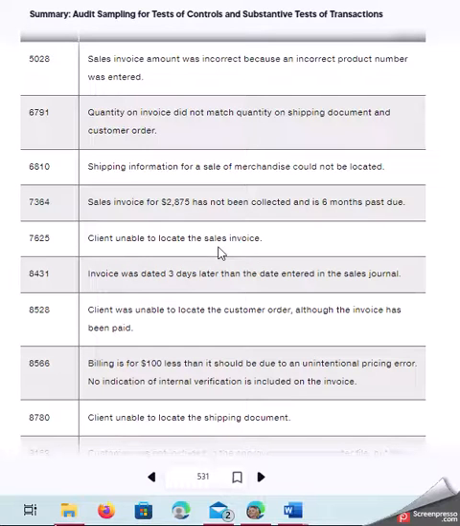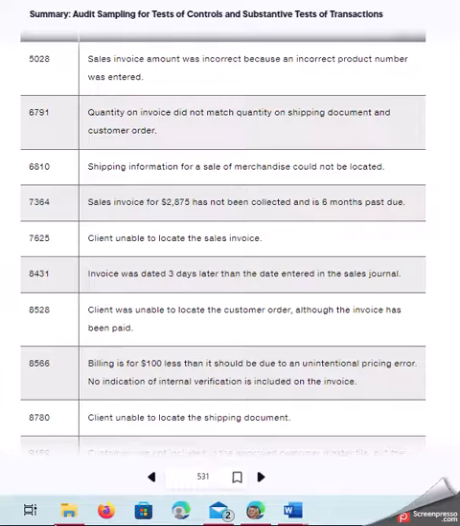Then the next one, the client is unable to locate the sales invoice. So we see it in the ledger, we pull it, we ask them for a copy, they can't find it. Then we're going to want to do some other methods to get comfortable with it. Trace that invoice into the accounts receivable, see if the customer then paid us, trace it into the sales journal to make sure again that everything was properly accounted for, and that it's just a true discrepancy that they couldn't locate it.